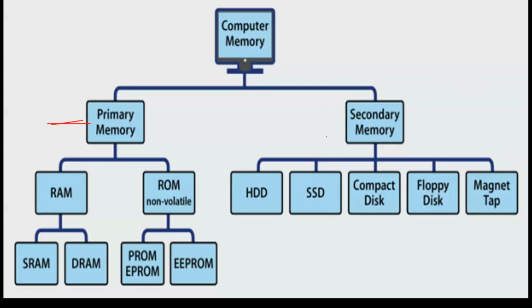We have this computer memory available mainly in two categories. Number one is primary memory and number two is secondary memory. In primary memory we have two types: RAM and ROM. In RAM we have two types: SRAM and DRAM. In ROM we have EROM, EPROM, double EPROM. And in secondary memory we have hard disk, SSD, compact disk, floppy disk, magnetic. They are available.